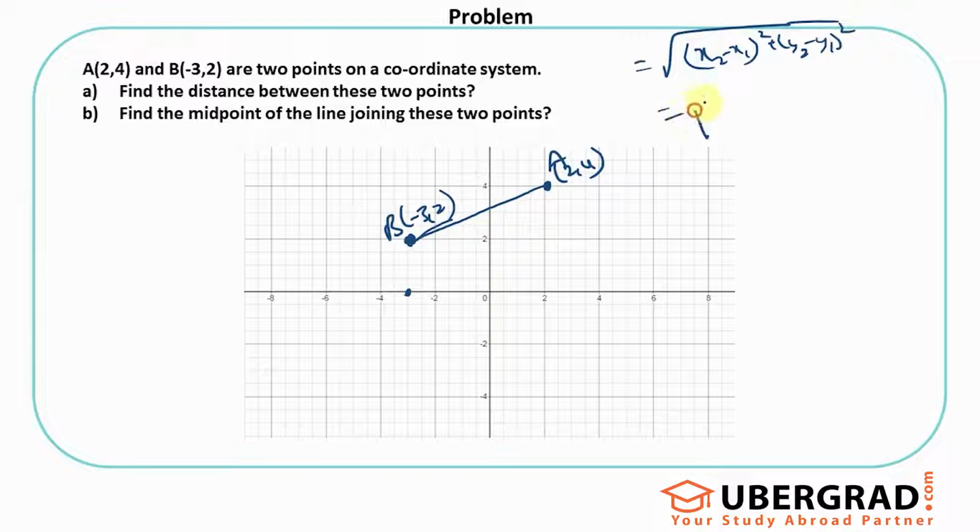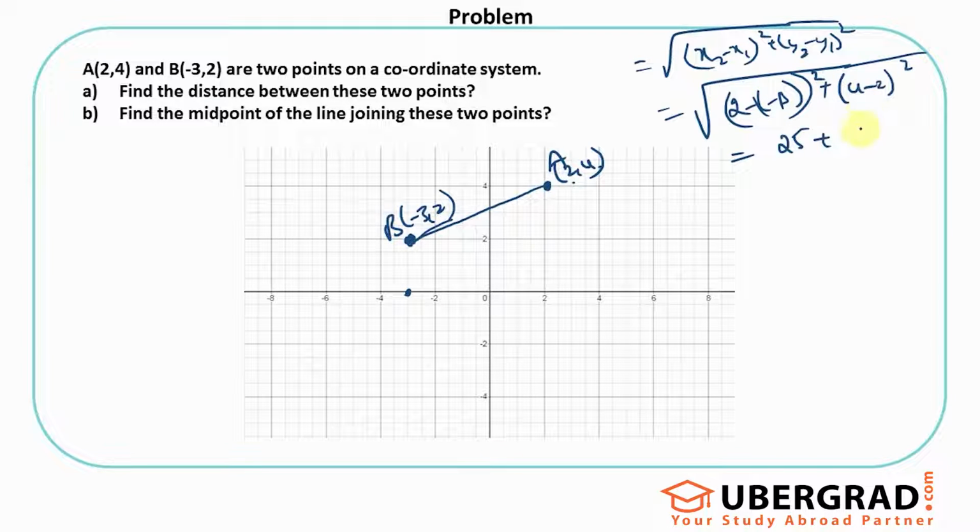So simply do this. 2 minus of minus 3 whole square plus 4 minus 2 whole square. Right? So 2 minus of minus is plus 3. So 2 plus 3 is 5 square, 25. Plus 4 minus 2 is 2 square is 4. That will be square root of 29 is the answer for the AB.